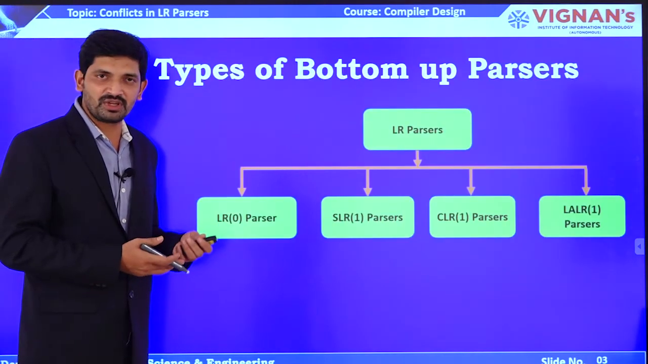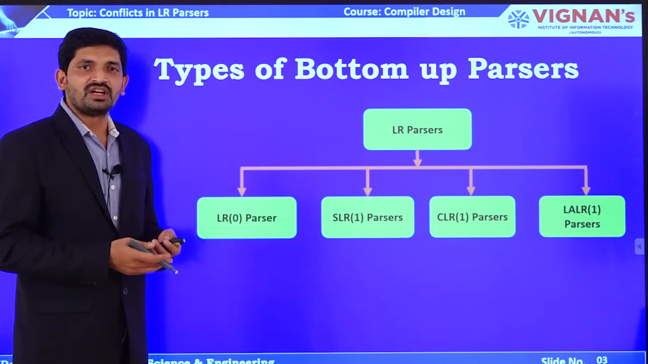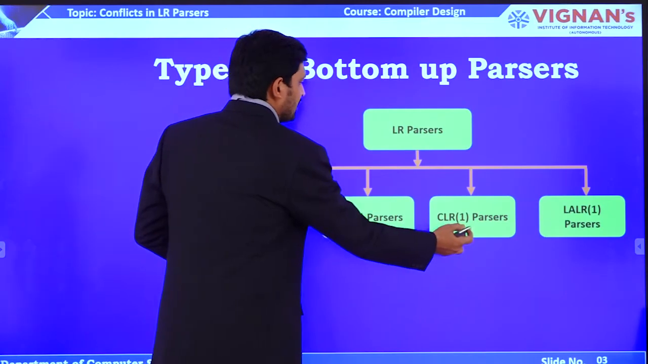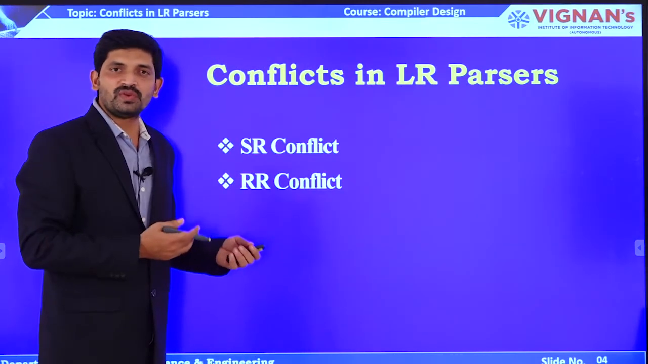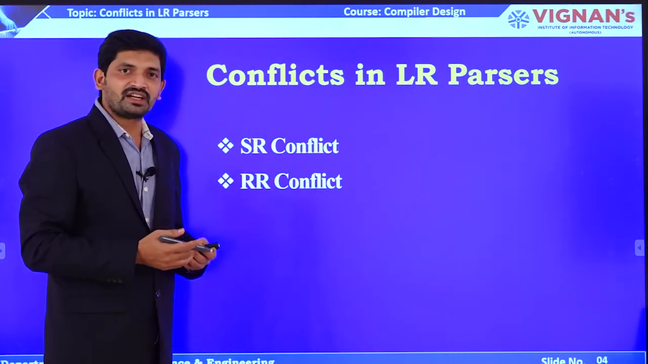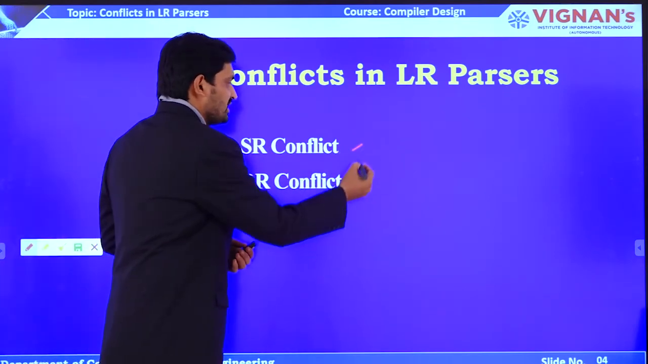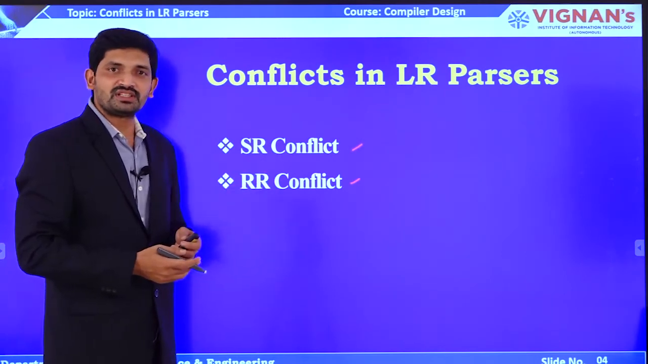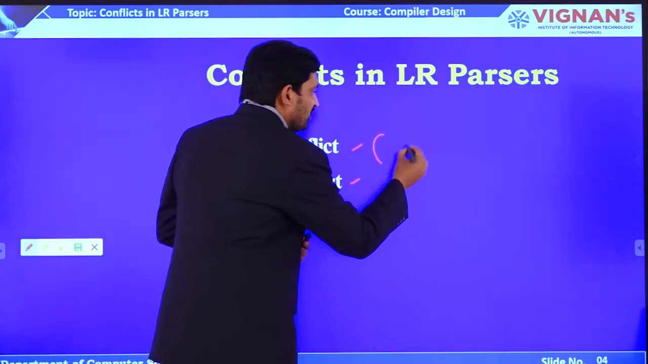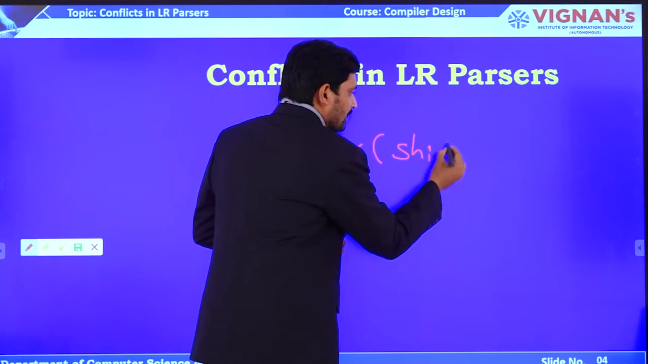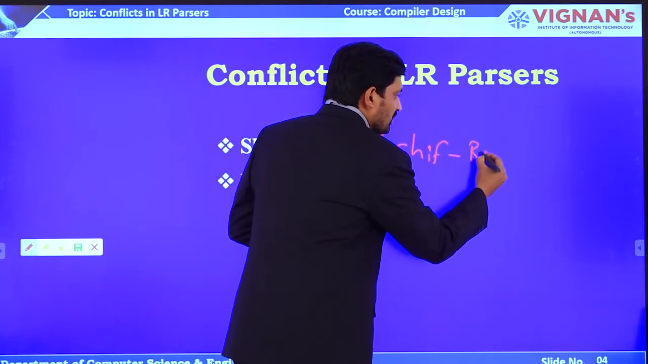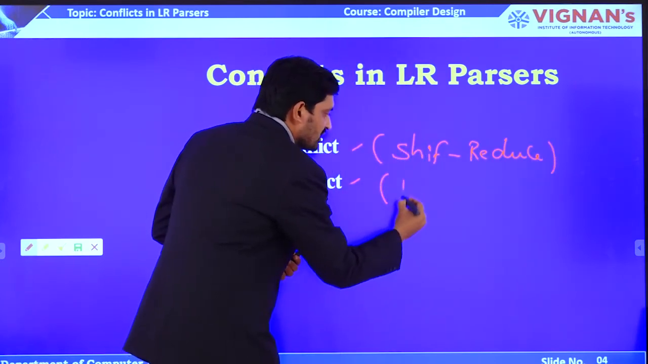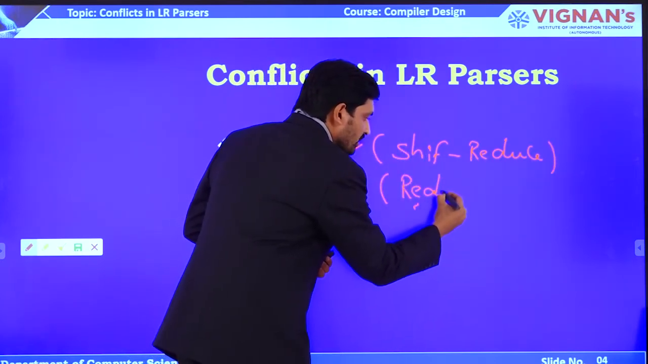As we discussed in the previous sessions, the LR parsers are categorized into 4 types: LR0, SLR1, CLR1 and LALR1. The conflicts in LR parsers are categorized into 2 types. First one is SR conflict, second one is RR conflict. Now come to the first one, SR conflict, named as shift reduce conflict. And RR conflict stands for reduce reduce conflict.